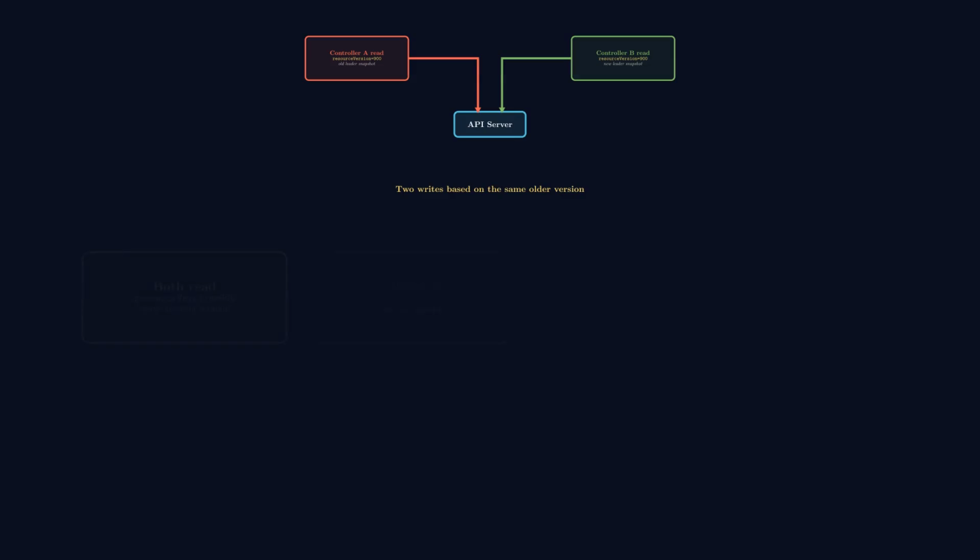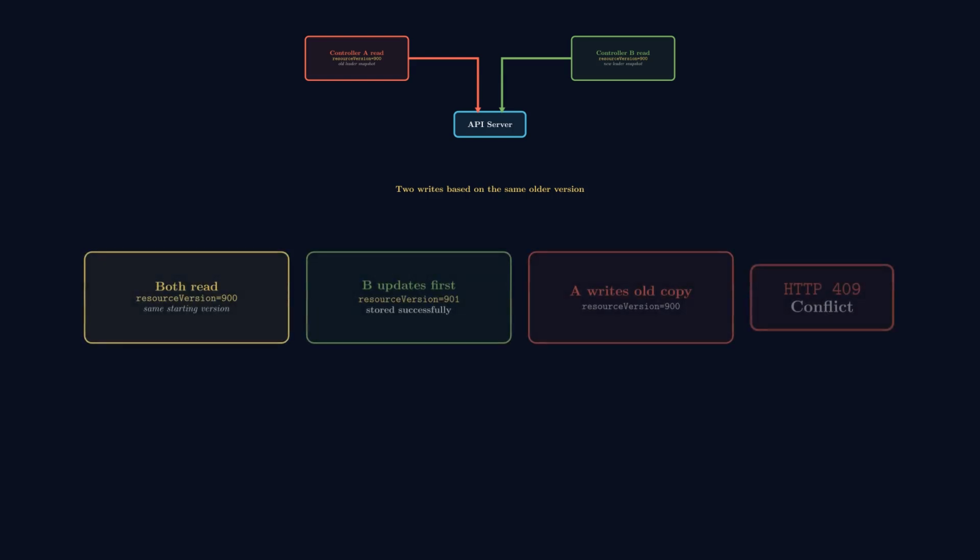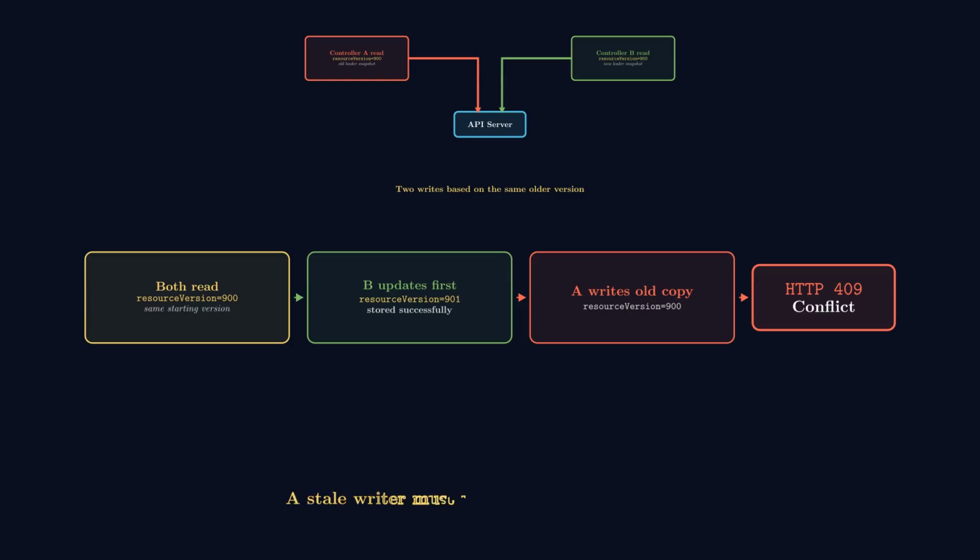Both controllers read version 900. Controller B updates first, so the stored object moves to version 901. When controller A later tries to update using the older version 900, the API server rejects that stale update with a conflict instead of silently overriding the newer state.